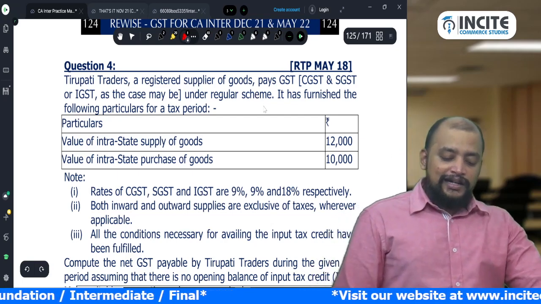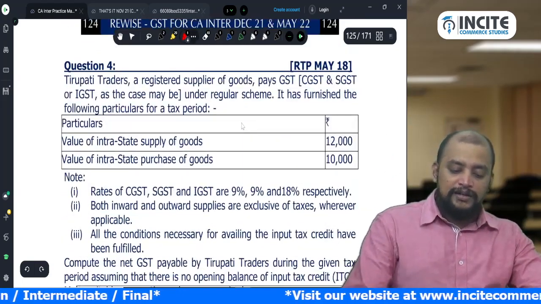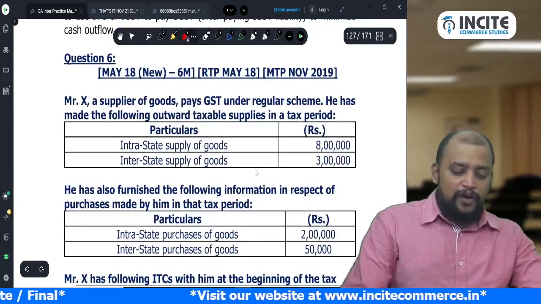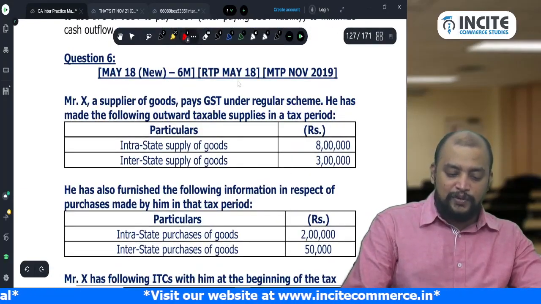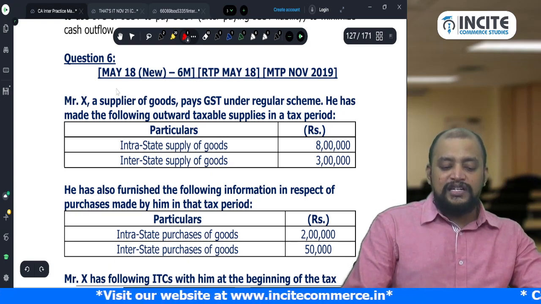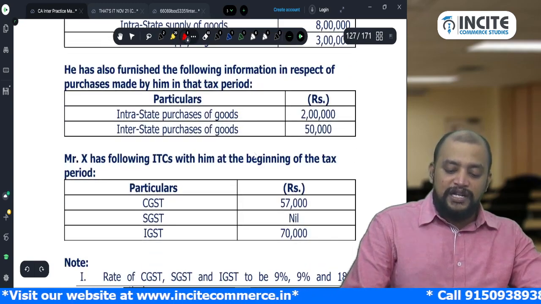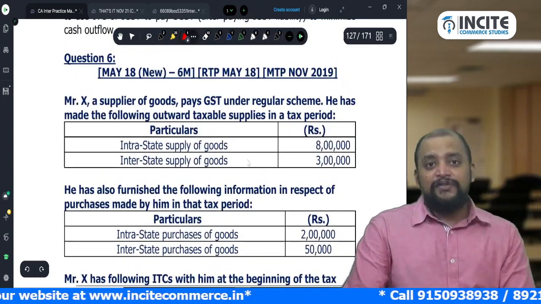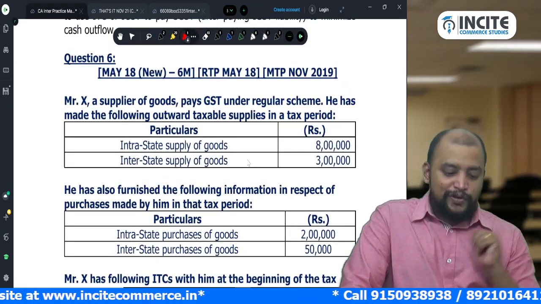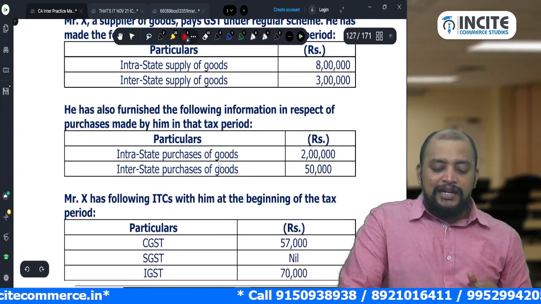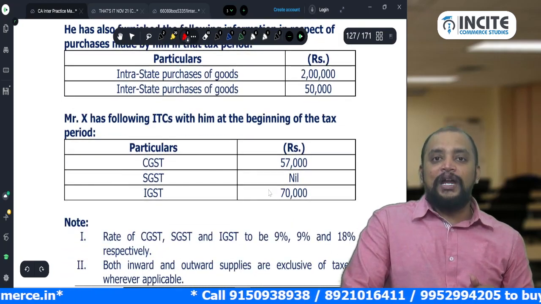See, RTP May 18, the same, like this. Multiple questions we have of the same kind. See how many times this question is repeated: May 18 RTP, then exam 6 marks, MTP. So the same. Whatever we have done in the RTP, the same question it is. Intrastate supply 8 lakhs, interstate supply 3 lakhs, intrastate purchase, opening balance.